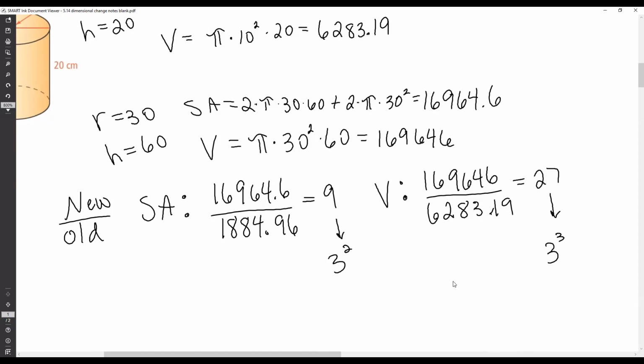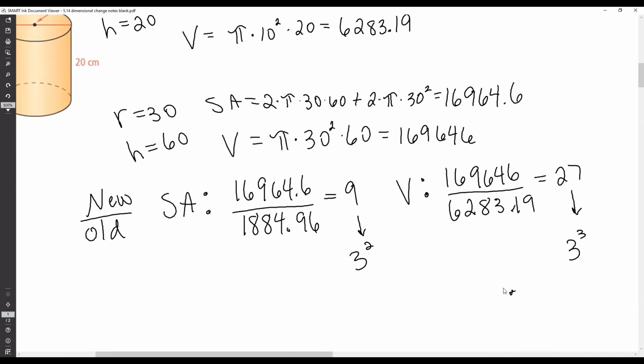When you multiply the dimensions for volume, you're doing it in 3 dimensions. You're increasing it 3 times in the length, the width, and the height. And then for surface area, it's going to be 3 squared, so 3 times 3. Area is 2-dimensional, so you're multiplying 3 in one direction and then 3 in another direction.